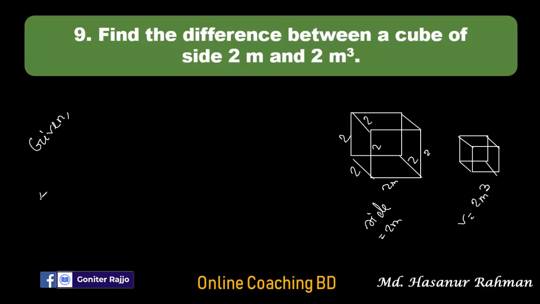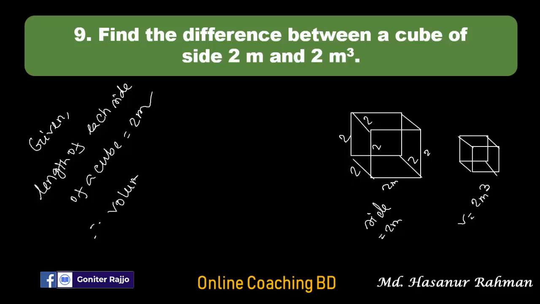Length of each side of a cube equals 2 meter. So what will be the volume now? Volume should be 2 multiplied by 2 multiplied by 2 meter cube. That is 8 cubic meter or 8 meter cube. And there is another cube that has the volume 2 meter cube. So what will be the difference of 2 cube?